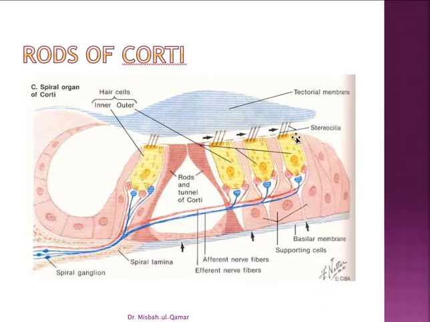So when this thing moves, the basilar membrane moves up and down, and it will cause the movement of the stereocilia sideways. And when the stereocilia move, that movement results in the generation of the electrical signals.